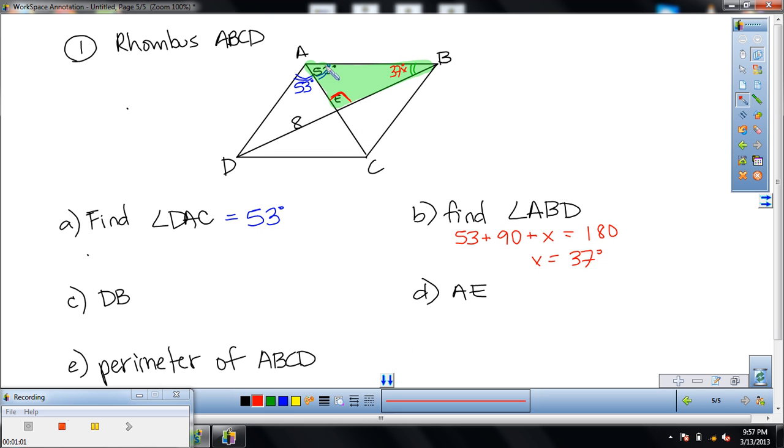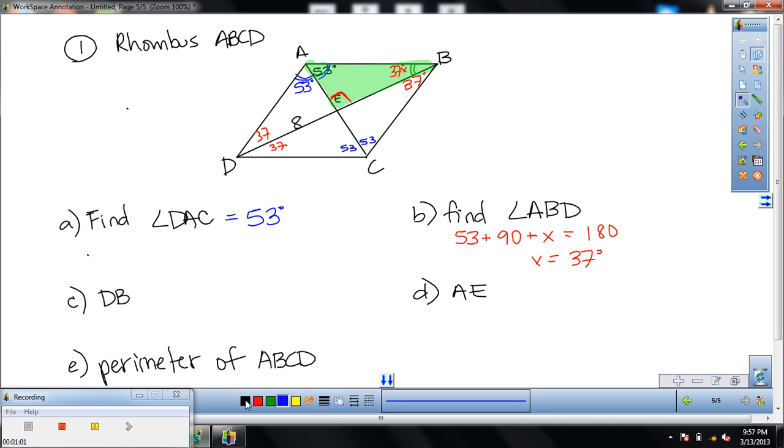And now, using those two measures, 53 and 37, we know every angle of this figure. I know that 37 is being bisected by this diagonal, so this is 37 and 37. Because of the parallelogram, my opposite angles are congruent, so these two are 37. I also know the properties of a parallelogram, that these opposite angles are congruent, so these are 53 and 53.